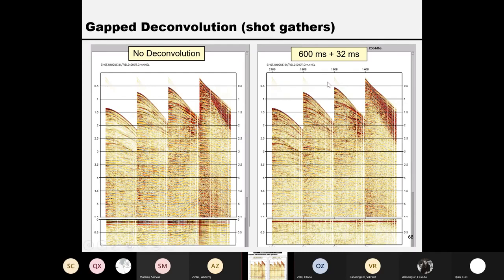We also show different results with different filter lengths. Of course, 60 milliseconds is too short, right? But 600 milliseconds is too long. You can see here, after the multiple, this parameter becomes much weaker because the first arrivals become relatively stronger, right? So that's the problem: the filter length is too long.